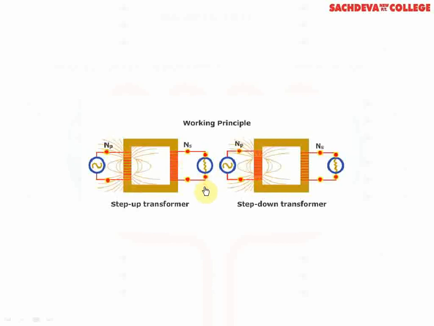In the step-up transformer, we find that the number of turns in the secondary will be more, and the number of turns in the primary will be less. Whereas in the step-down, the number of turns in the primary will be more, and the number of turns in the secondary will be less. These lines of force indicate that magnetic flux is generated.